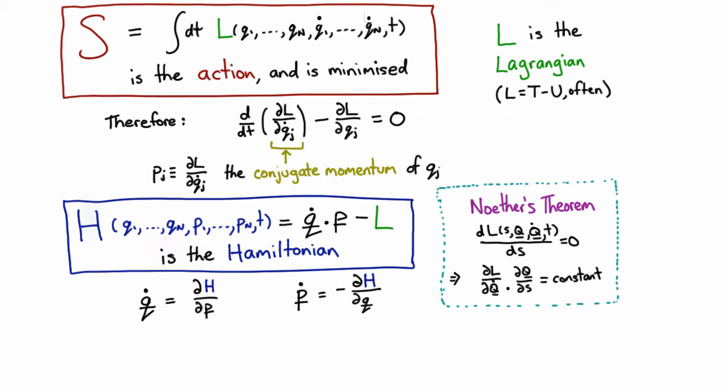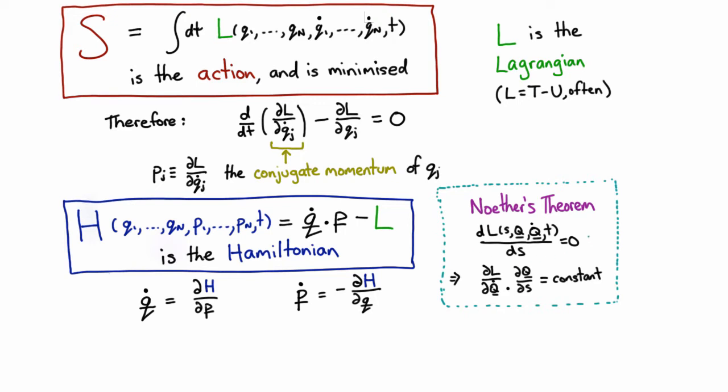Previously on classical mechanics, there's a thing called the action, which is the integral of the Lagrangian, which is minimized. That means that the coordinates must obey the Euler-Lagrange equations, which are these. This quantity here is called the conjugate momentum of q. With the momenta, you can construct the Hamiltonian, and the Hamiltonian is an alternative way of writing your equations of motion in classical mechanics.